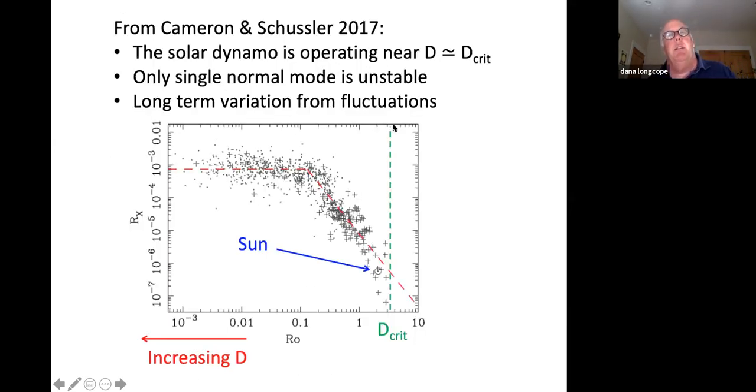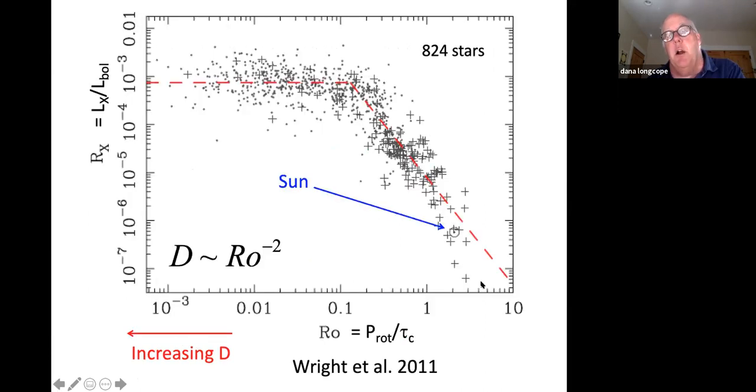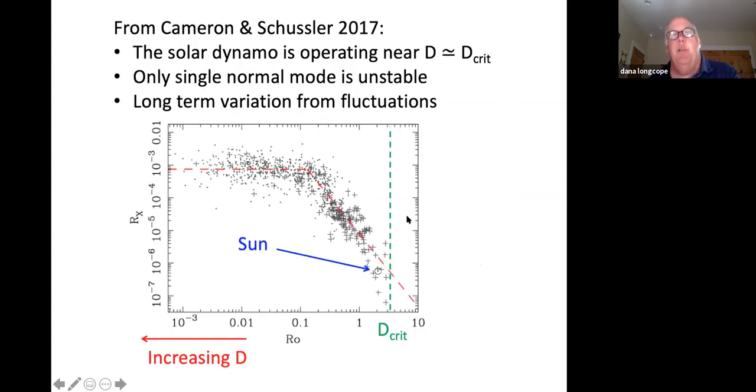So what you're really seeing here is that you'll notice there are no stars with Rossby numbers above 2 that are magnetically active, right? We don't see any X-rays from anything that's rotating that slowly. The sun is rotating about as slow as it can and still produce a magnetic field.